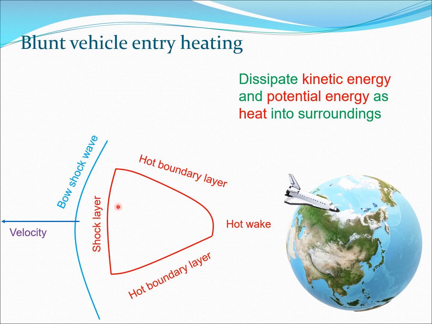Now, if we look at a typical spacecraft as it enters the Earth, it enters with a very high velocity. When you are flying high around the Earth, you have kinetic energy and you have potential energy because your speed is very high and your height is relatively high. This is something which needs to be dissipated as you enter the atmosphere, and it should be ideally dissipated as heat into the surroundings through radiation and so on.